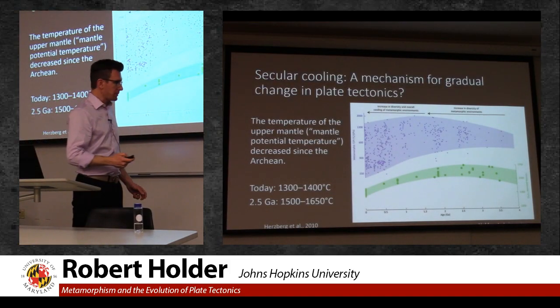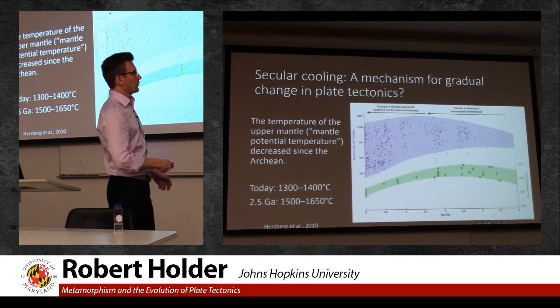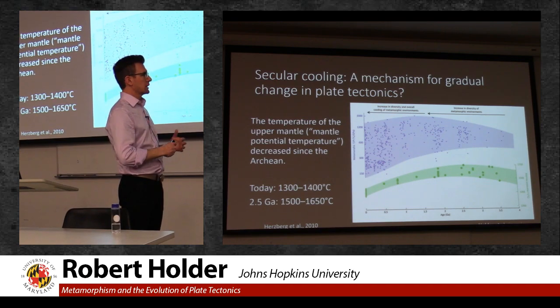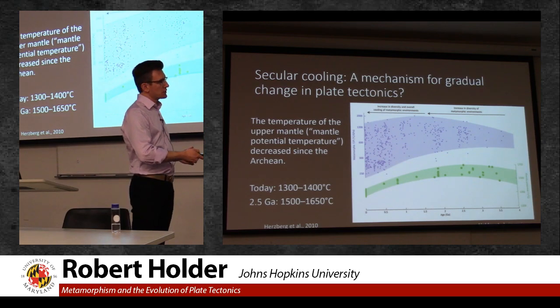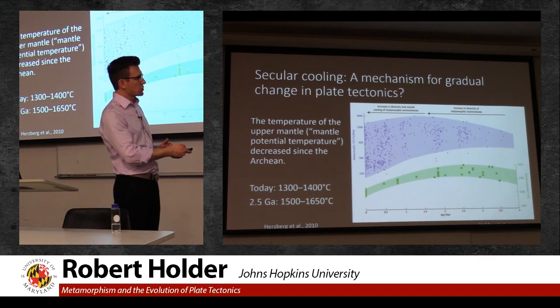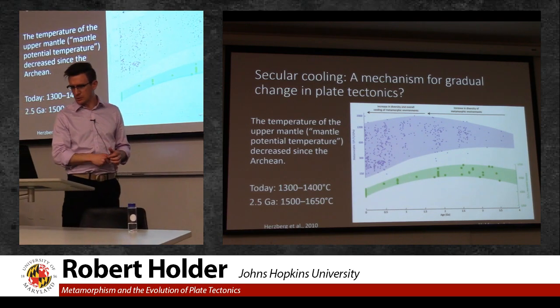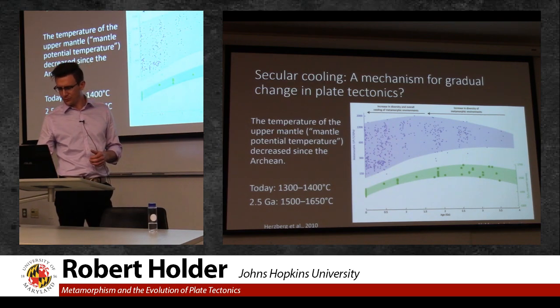Now, maybe the most obvious candidate to consider is secular cooling of the mantle. The Earth was hotter when it formed, and it's followed some thermal evolution since. Exactly what that thermal evolution is debated, but it's not so much debated that there has been some form of cooling. So shown here now are that distribution of data and the thermal evolution model from Claude Herzberg and others in 2010, suggesting that Earth's upper mantle cooled from 1500 to 1600 degrees through to about 1300 degrees today.